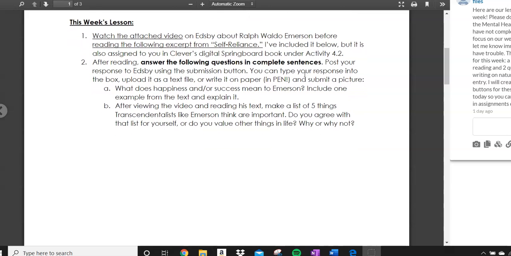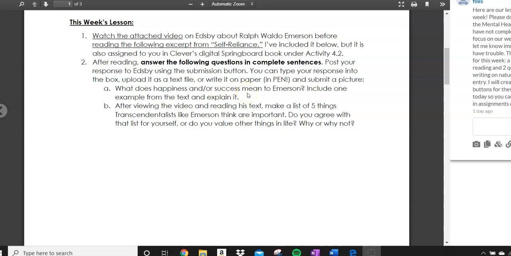So here are the two questions you need to answer after you've read Self-Reliance. The first one says, what does happiness and/or success mean to Emerson? So you just read a whole piece about this dude and watched a video about him. So what do you think makes him happy? Does he want a big house and a car and a wife and 5 kids? Does he want to run for office and change the world? Does he want to be the best professional surfer that Connecticut has ever seen? It is up to you to tell me what you think would make him happy.